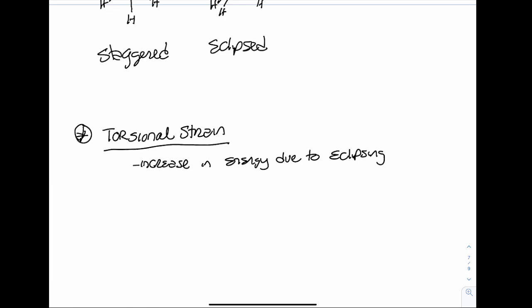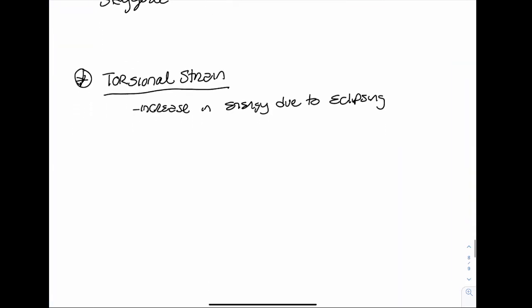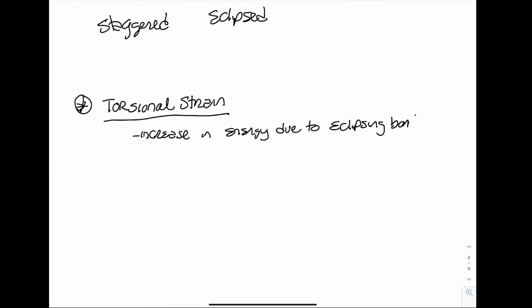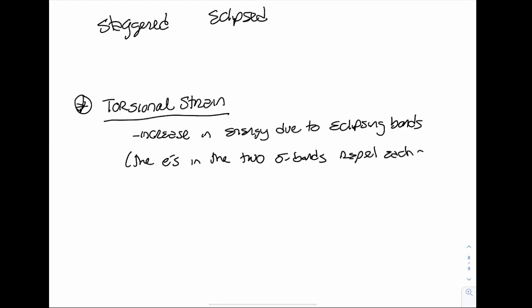So an increase in energy due to eclipsing bonds, right? The electrons in the two sigma bonds repel each other when lined up. By lined up, I mean when they're eclipsing. That sigma kind of looks like a delta in the two sigma bonds. So torsional strain, right? Anytime you have bonds eclipsing each other, we're going to have torsional strain.